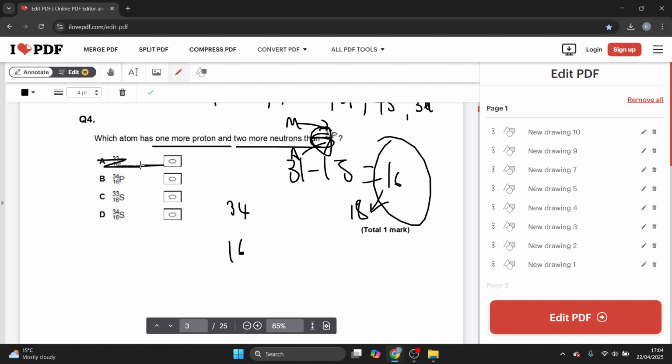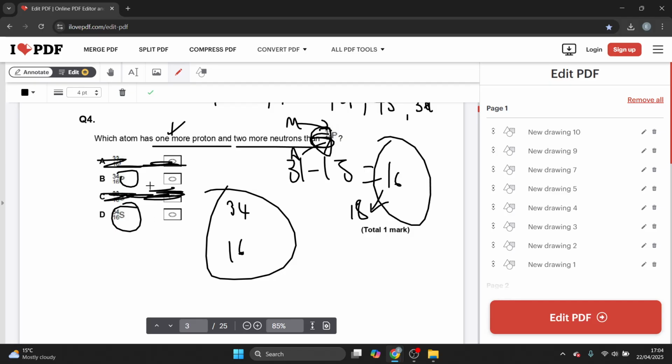So therefore, it can't be A, it can't be C, and now I'm left with a predicament. Is it B or D? Well, they both have the same structure, 34, 16, but one is phosphorus, one is sulfur. Remember the definition of isotope. Isotopes are atoms of the same element with the same number of protons, but different number of neutrons. This does not have the same number of protons, therefore it's not an isotope. Because we've altered the number of protons, we've changed the whole element, so therefore the answer is D.